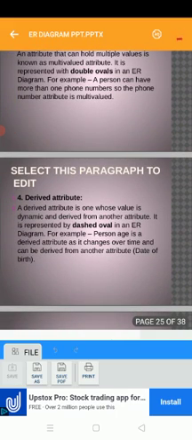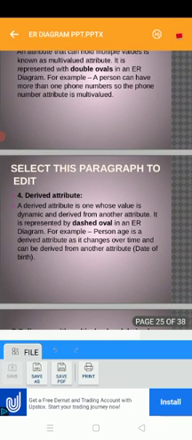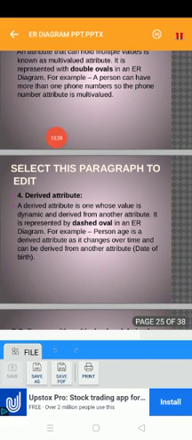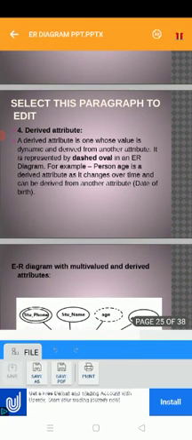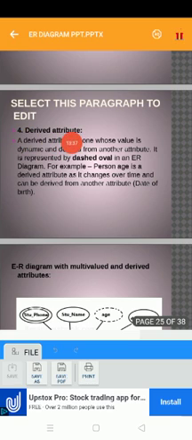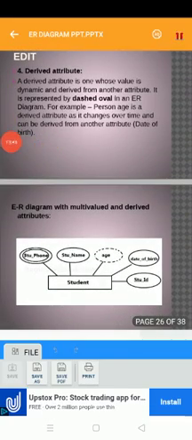Derived attribute. A derived attribute is one whose value is dynamically derived from another attribute. It is represented by a dashed oval. For example, a person's age is derived; it changes over time, and it can be derived from the date of birth. So based on date of birth, we can derive age. For example, in this ER diagram, with multi-valued and derived attributes, all attributes are represented in the picture.